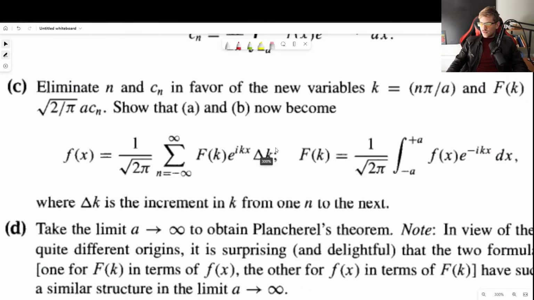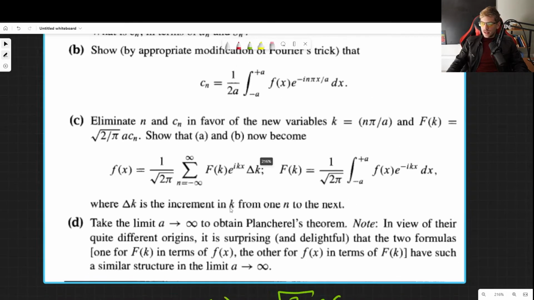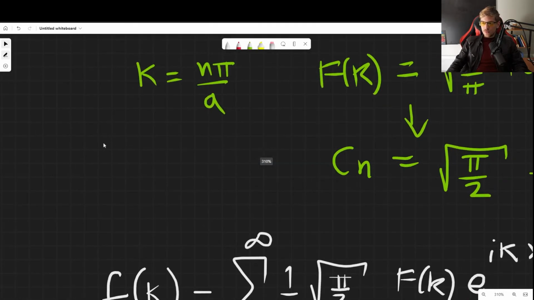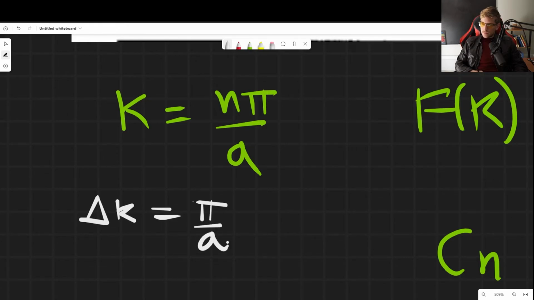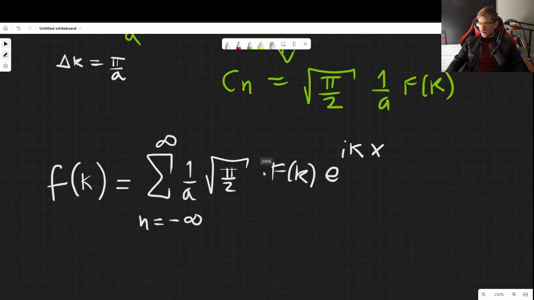So there's now this final step, delta k, where delta k is the increment in k from one n to the next. So for example, if we have n equal 1, then k is pi over a. But if we now go to n equals 2, then k will be 2 pi over a. So it changed by pi over a. That means that the increment in k is pi over a. Okay? So that's what we want to add here.